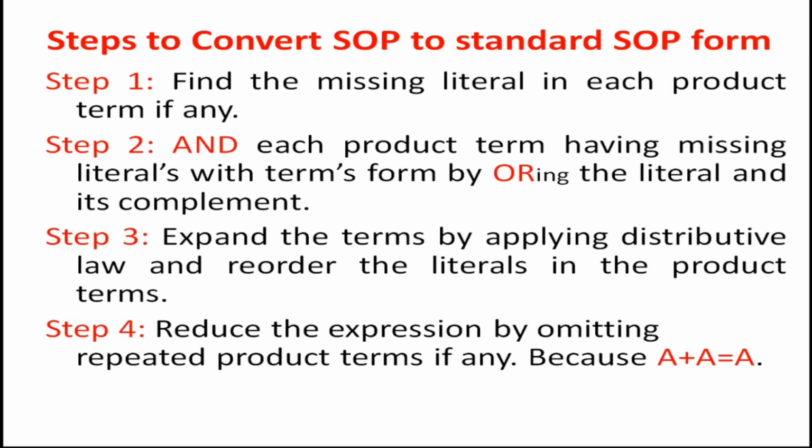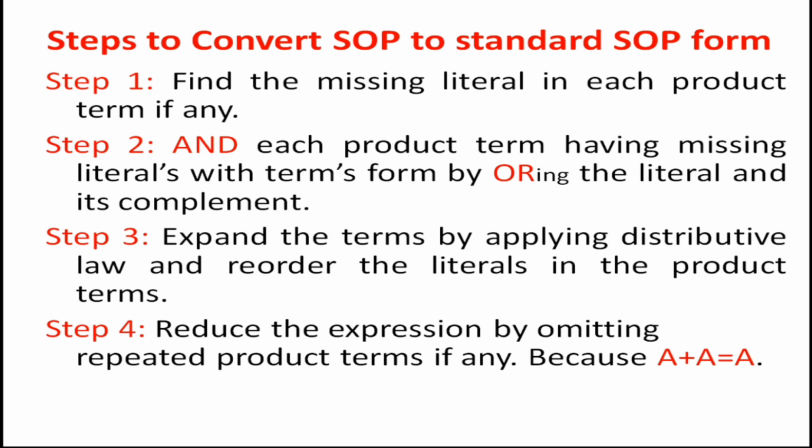So the following are the steps that are required in order to convert a sum of product form to a standard sum of product form. We will also understand this with an example. The first step in the conversion process is to find the missing literal in each product term, if any. You will have a Boolean expression where some literals are missing, so we have to identify those missing literals in each of the product terms present in the Boolean expression.